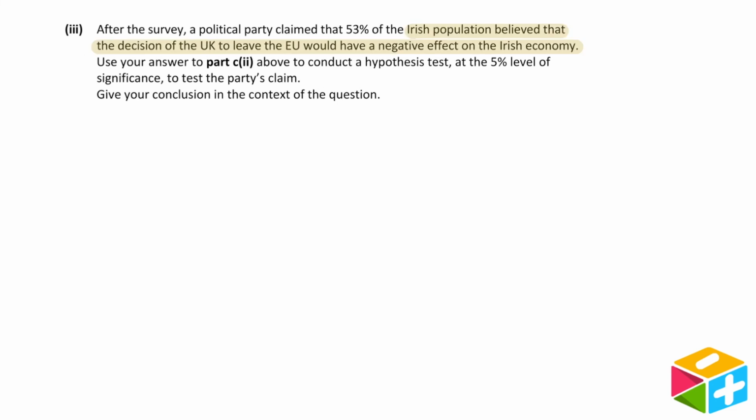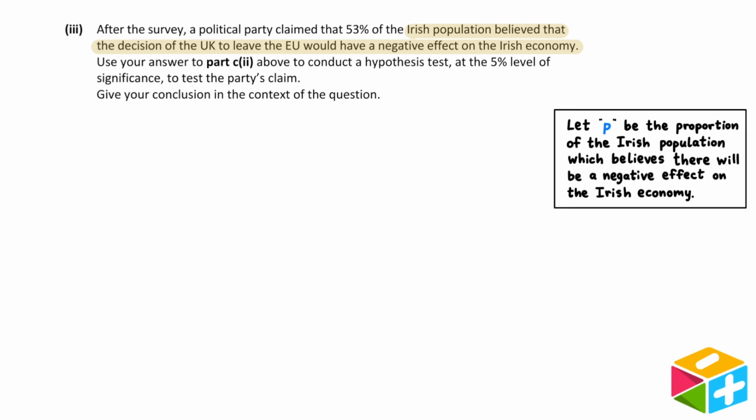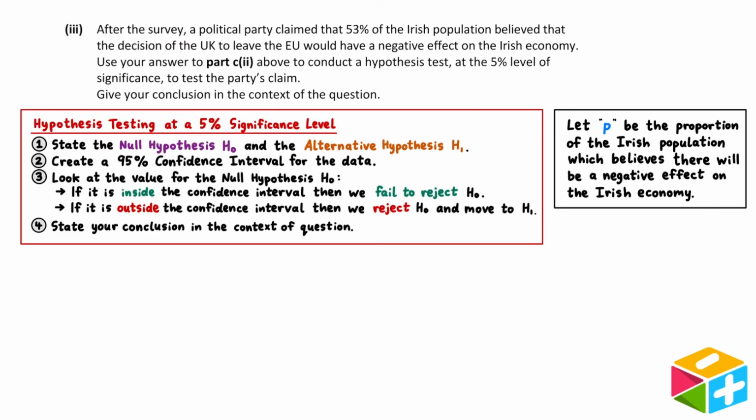In this question, the political party's claim involves the proportion of the Irish population who believe that the decision of the UK to leave the EU would have a negative effect on the Irish economy. Let's let P denote this proportion. Hypothesis testing involves a number of steps. The first step is to state the null hypothesis, H0, and the alternative hypothesis, H1.